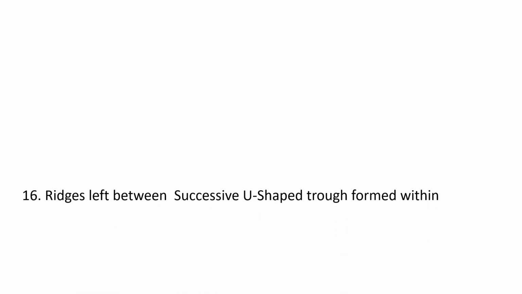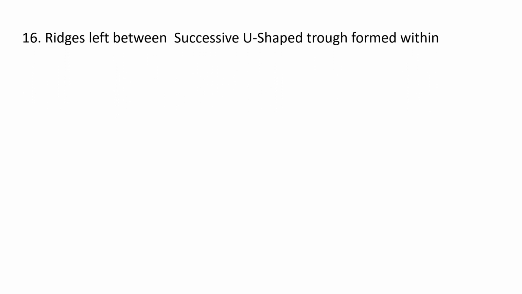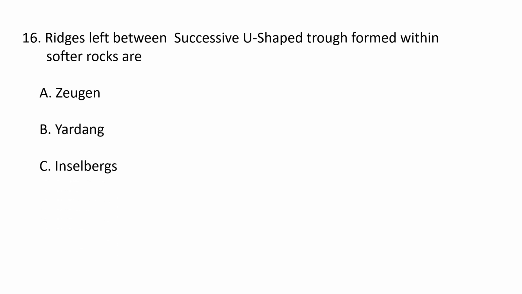Next question. Ridges left between successive U-shaped troughs formed within the soft rocks are: A. Jugan, B. Yardang, C. Inselbergs, D. Cuesta. So the correct option is that the ridges left between successive U-shaped troughs formed within the softer rocks are known as yardangs. A yardang is a sharp, irregular ridge of compact sand lying in the direction of the prevailing wind and exposed in desert regions. B, Yardang, is the correct answer.